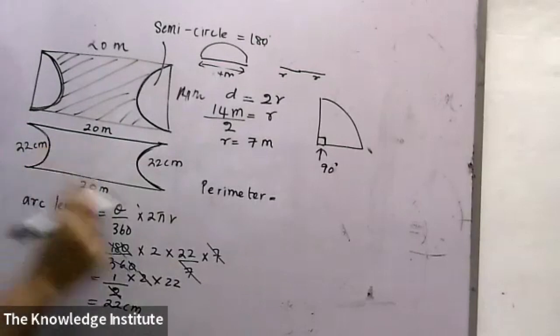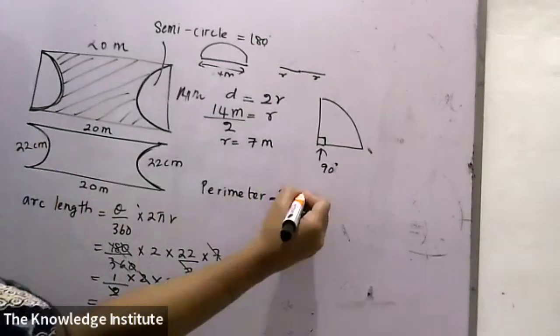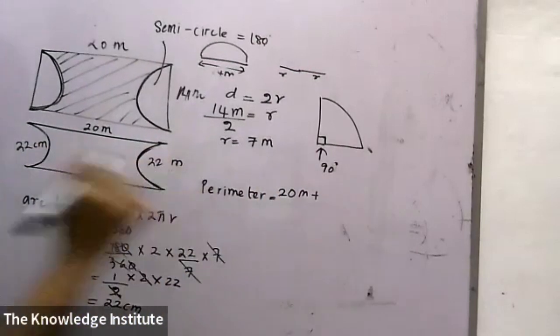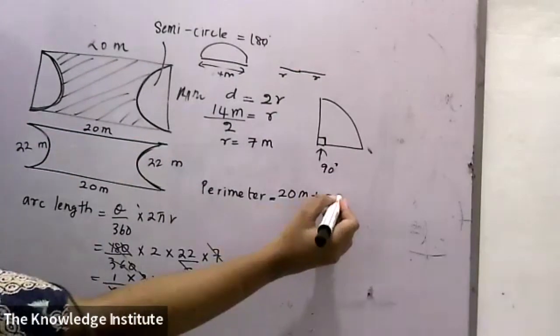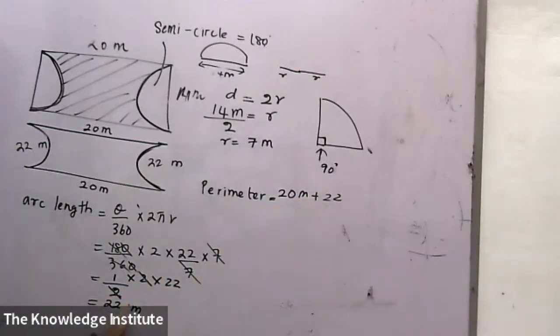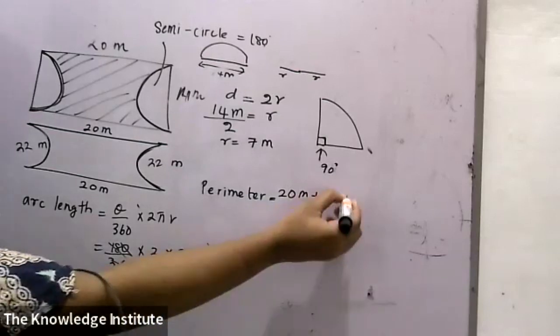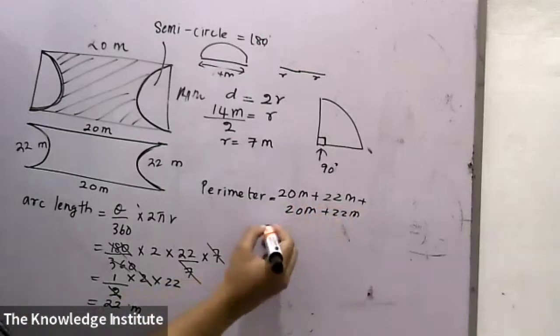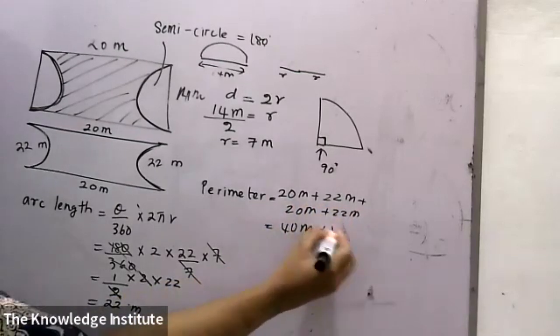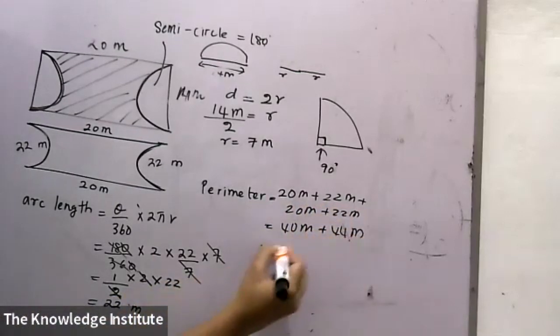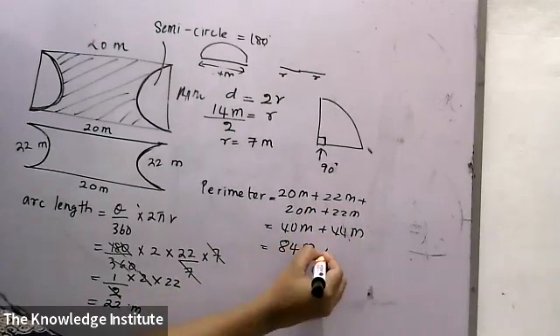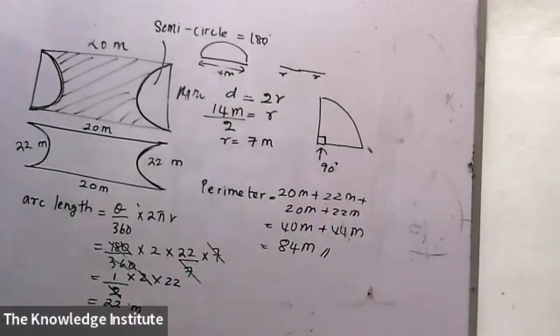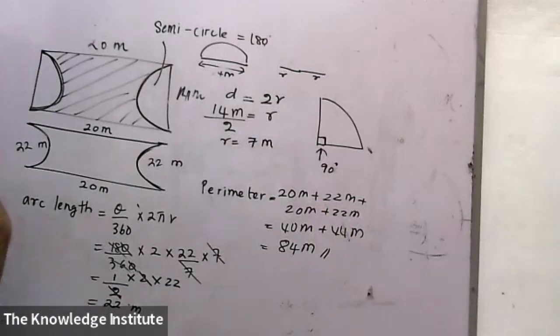How are we going to find the perimeter? We're going to add everything. 20 meters, 22 meters. Make sure you consider the units properly. 22 meters plus 20 meters plus 22. You will have 40 meters plus 44 meters. 84 meters will be your perimeter. Did you understand how they can ask you questions? There are still advanced questions that we will be discussing in the past paper session.